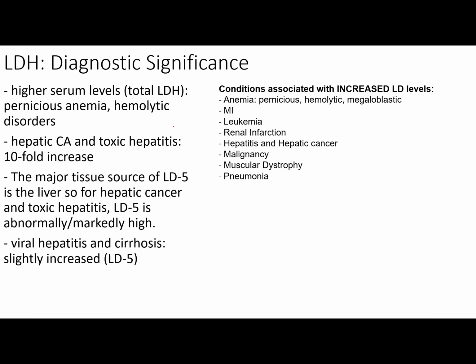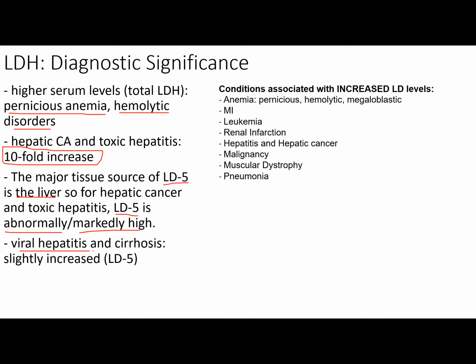Now, what is the diagnostic significance of LDH? So, higher serum levels of total LDH, class, please take note, is usually seen in pernicious anemia and hemolytic disorders. Hepatic CA and toxic hepatitis would show a 10-fold increase in total LDH, class. So, if the patient is suffering from liver cancer and toxic hepatitis, there would be a 10-fold increase. Now, the major tissue source of LD5, class, is the liver. So, for hepatic cancer and toxic hepatitis, LD5 is abnormally or markedly high.